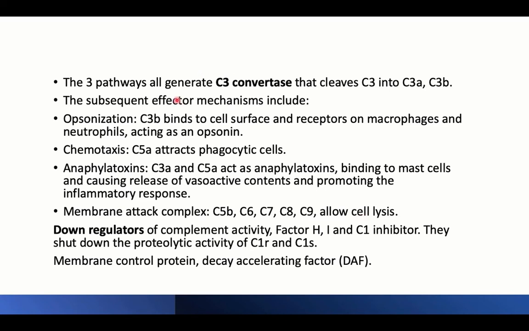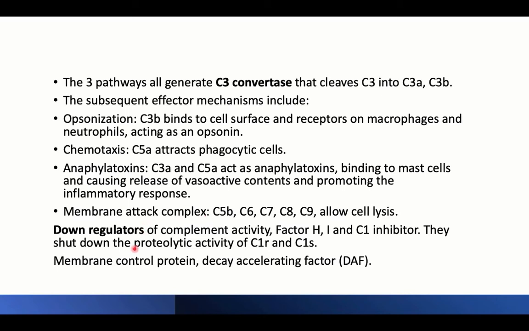Okay, these are the effector mechanisms of the complement system that can start in different ways in the 3 pathways depending on the stress inducing the response, and all end by a common pathway, which is the C3 convertase that gives us the active C3 that will end by these effector mechanisms: opsonization, chemotaxis, mast cell degranulation, and formation of the membrane attack complex that will end by cell lysis.